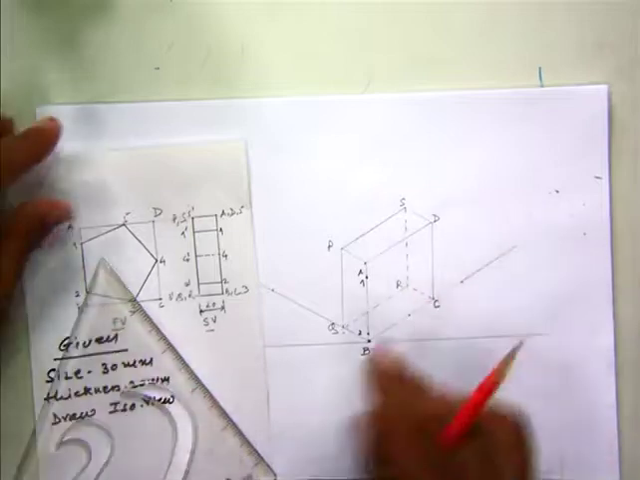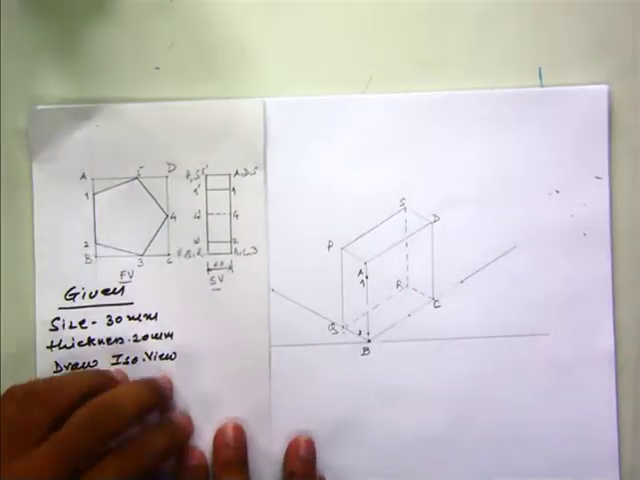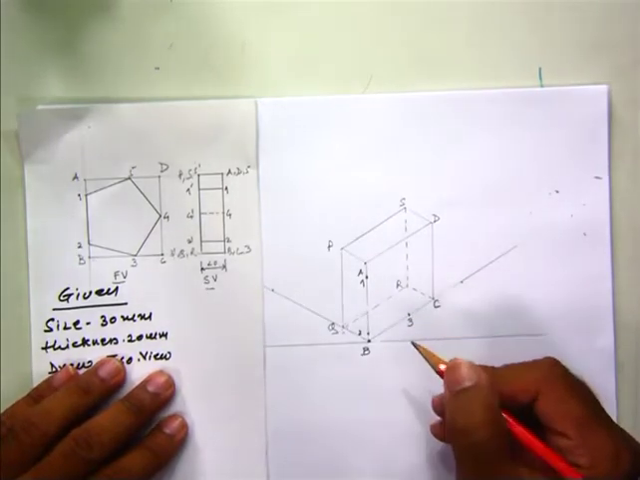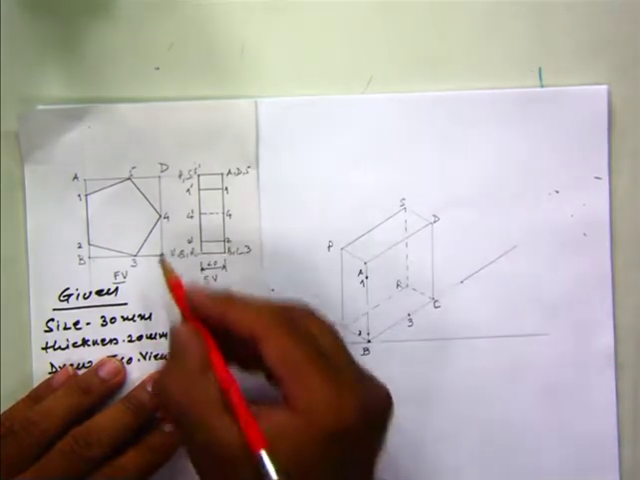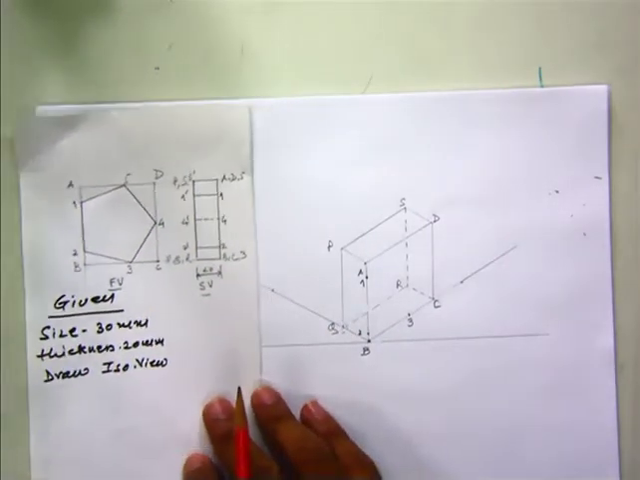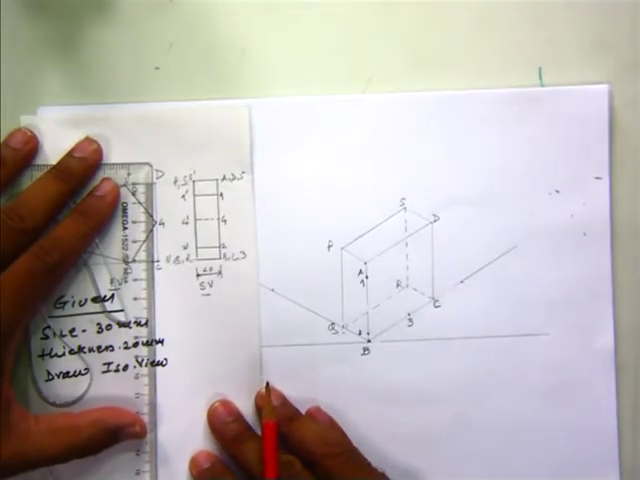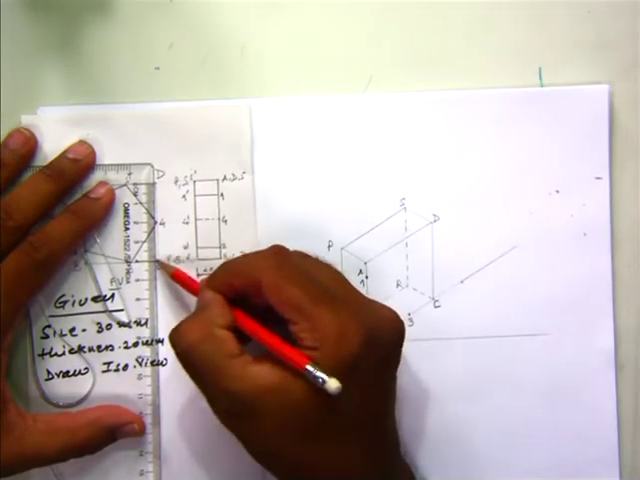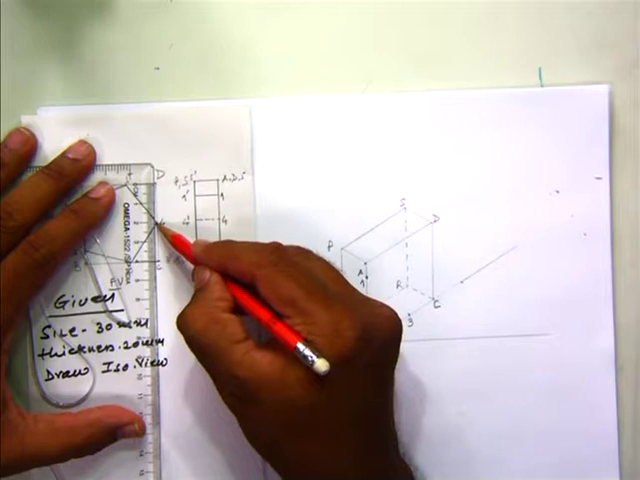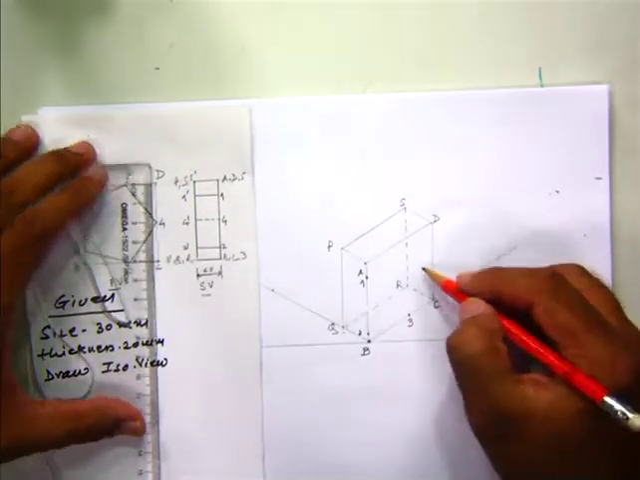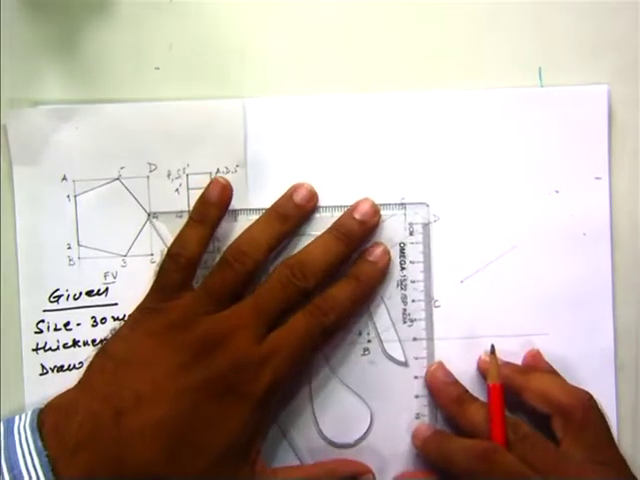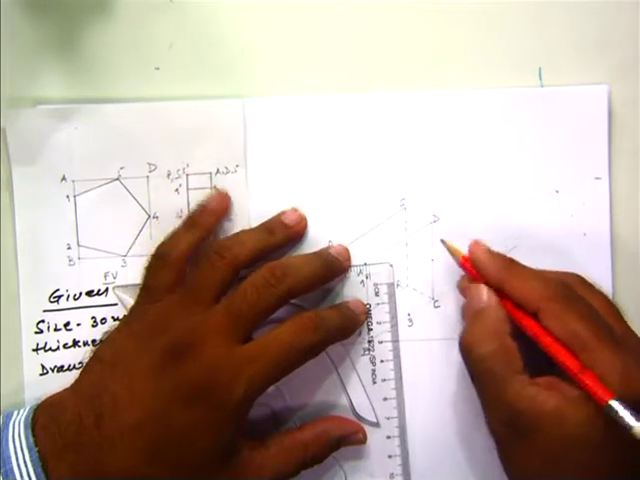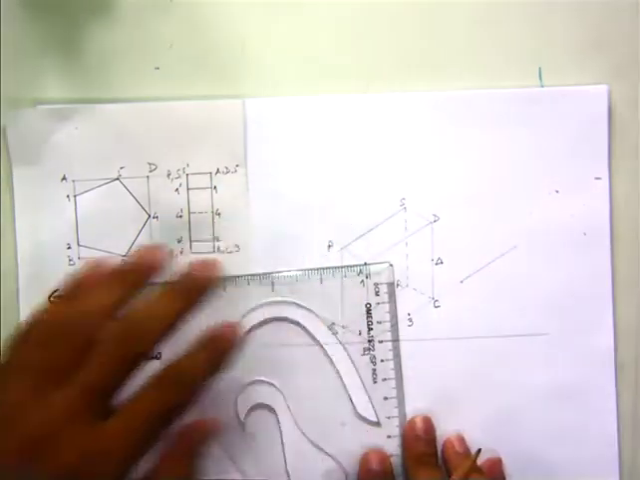Mark the same over here. So this is your point 3. Point 4: measure point 4, which is on line CD. On line CD, measure point 4 for the same distance, the same dimensions. You put point 4 on this line CD.